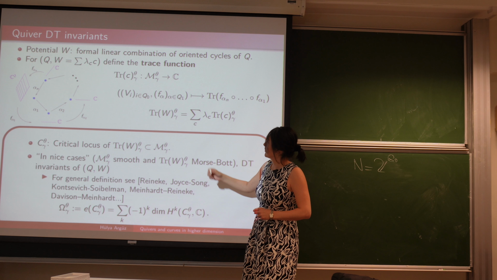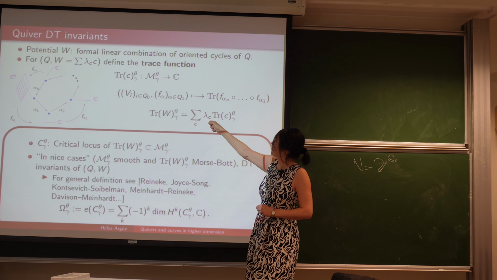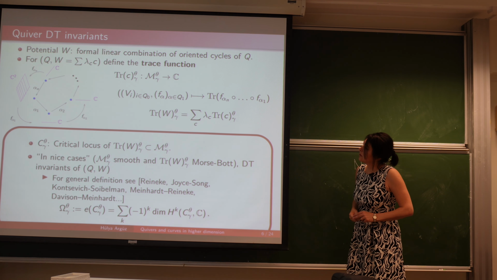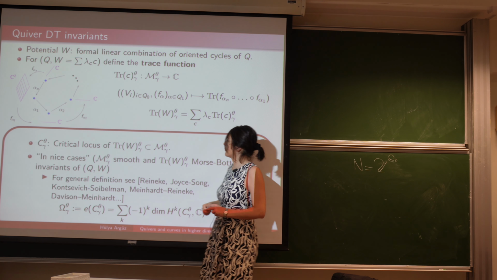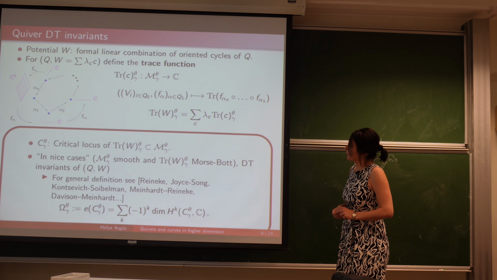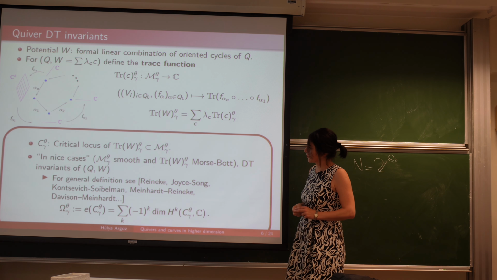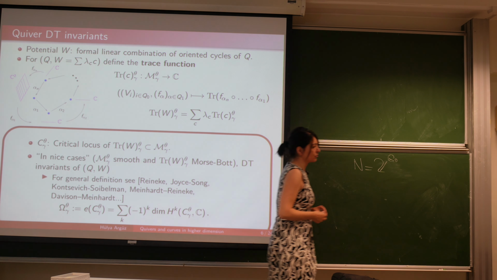And then you can define a trace function for your potential by taking the linear sum of all these trace functions. And then if you look at the critical locus of this trace function in your moduli space, in nice cases, like when your moduli space is smooth and so on, you can define your quiver DT invariants as the Euler characteristic of this critical locus of your trace function.